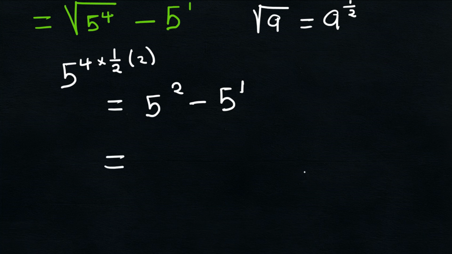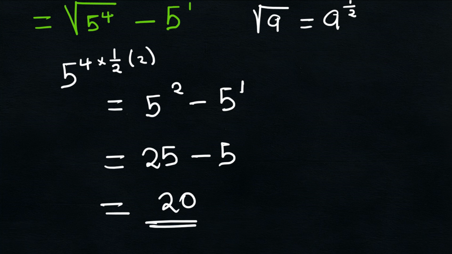We know that 5 to the power of 2 is 25, minus 5 to the power of 1, which is just 5. So 25 minus 5 is going to give you 20. 20 is the answer that we are looking for.